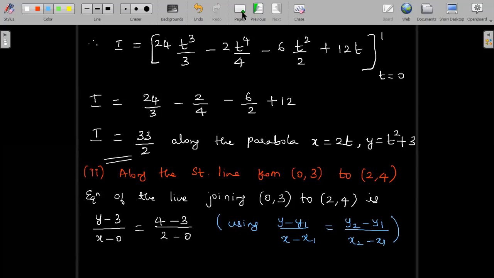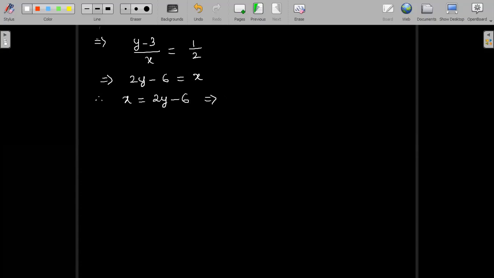So let us simplify this. We have y minus 3 divided by x is equal to 1 by 2, or cross multiplying we can write 2y minus 3 2s are 6 is equal to x. So we have an expression for x now. So x is equal to 2y minus 6. So we can write what dx is from this: dx will be 2 into dy.